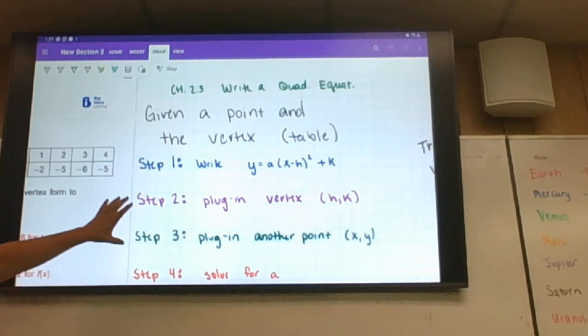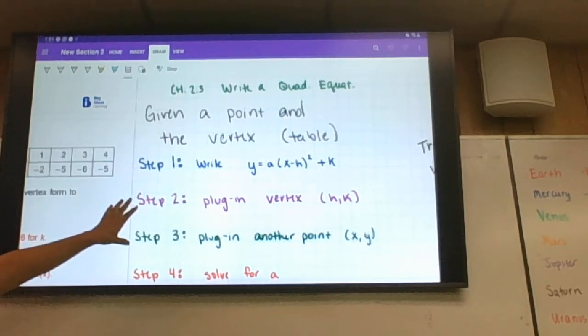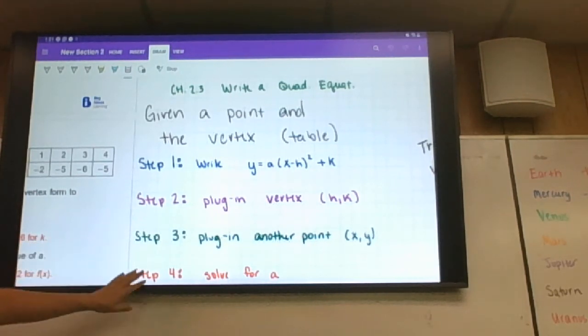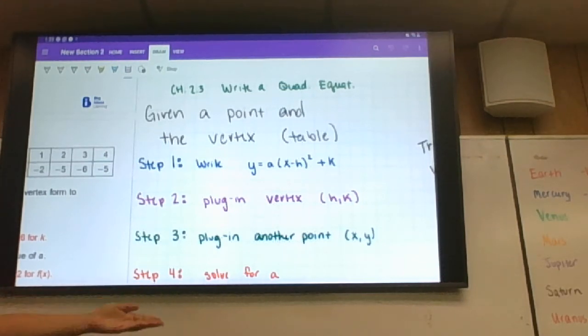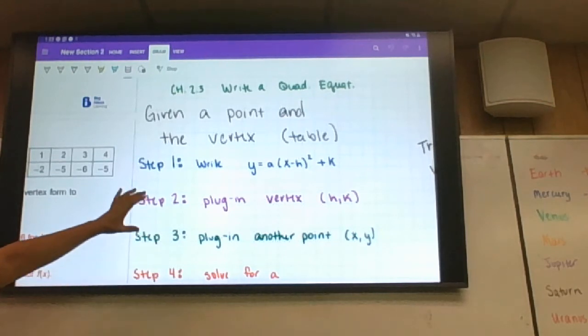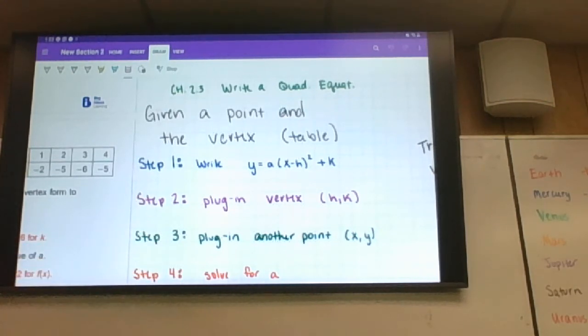So after you plug in, and this is 4 numbers that you plug in, X, Y, X, Y, you do the math to solve for A. You can see from the planets how important A is. It changes the height and the width of the parabola. So A must be known. So we do this work just to find A.